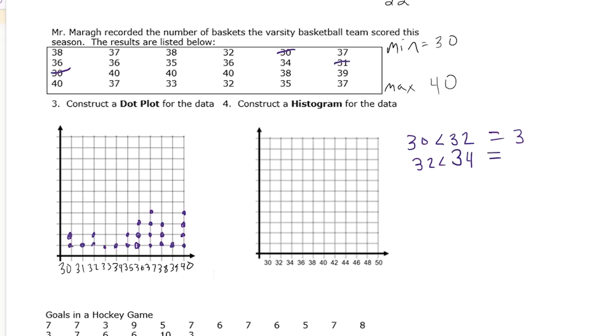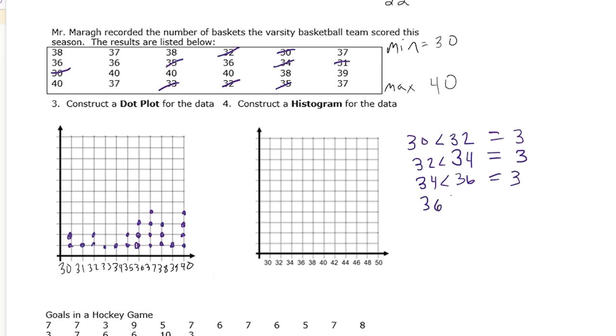All right, so let's start with 32. That's 1 and 2. 33 counts, so that's 3. Okay, and then 34 and less than 36. So 34, there's 1, 35, 2, 35, 3. So we got 3 again.